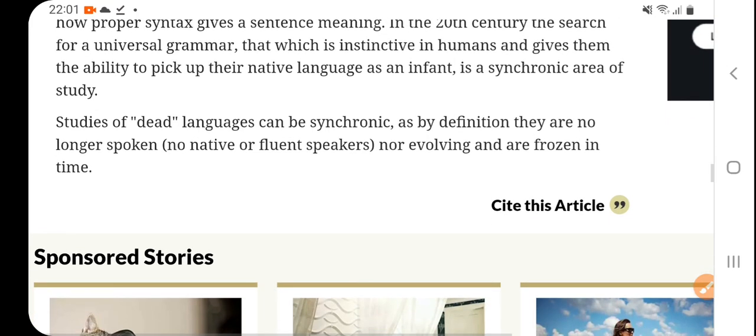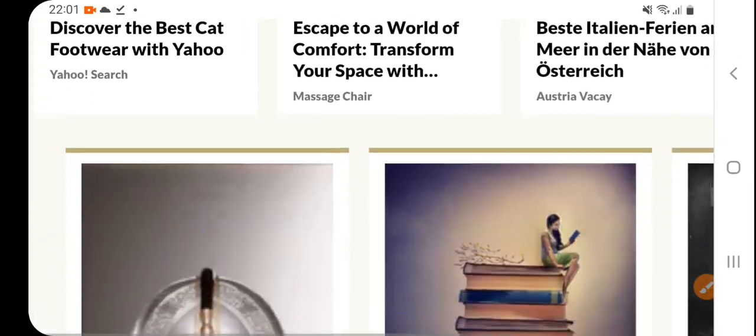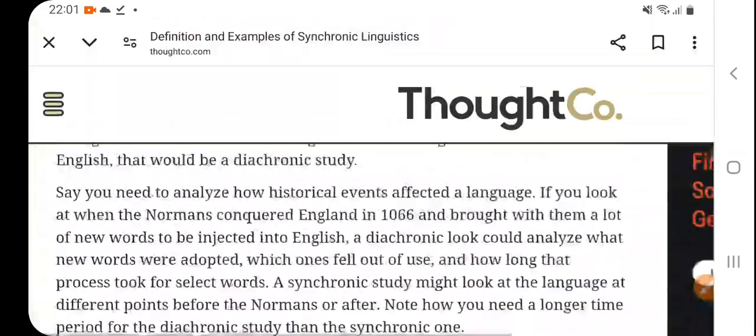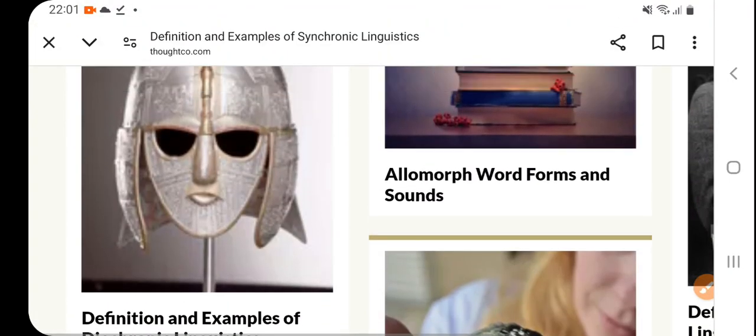Studies of dead languages can be synchronic, as by definition they are no longer spoken. They have no native or fluent speakers, are not evolving, and are frozen in time, fixed in time. That is the study of synchronic language.